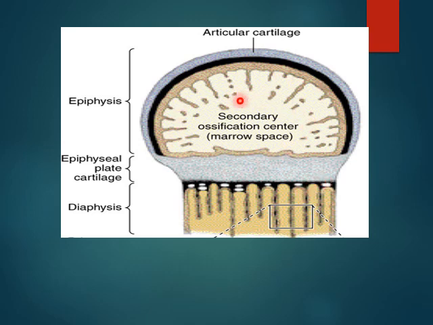Here in the center of the epiphysis, I'm having spongy bone. At the outer aspect, I'm having the compact bone. The cartilage is still present at the articular surface and in the epiphyseal plate. Till the age of 21 years, this epiphyseal plate will ossify, and the epiphysis becomes fused with the diaphysis.